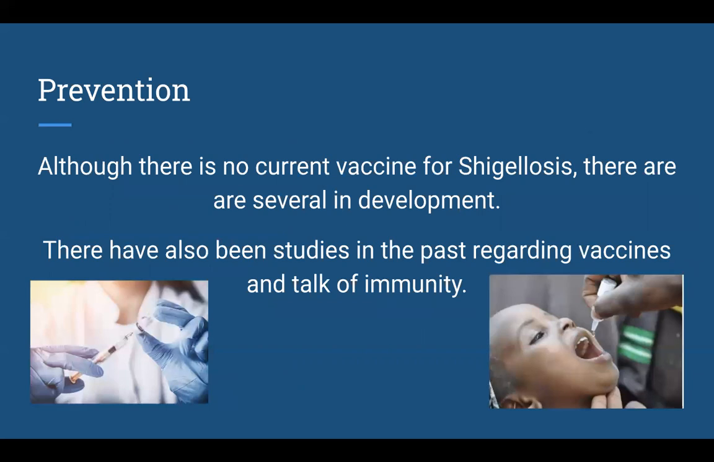As of today, there is no current vaccine for shigellosis, but there are several in development. Scientists are making advances on creating a vaccine by studying the virulence mechanisms of Shigella and thus understanding the immune response. Scientists have found that there appears to be a degree of immunity for people who have recovered from the shigellosis infection.